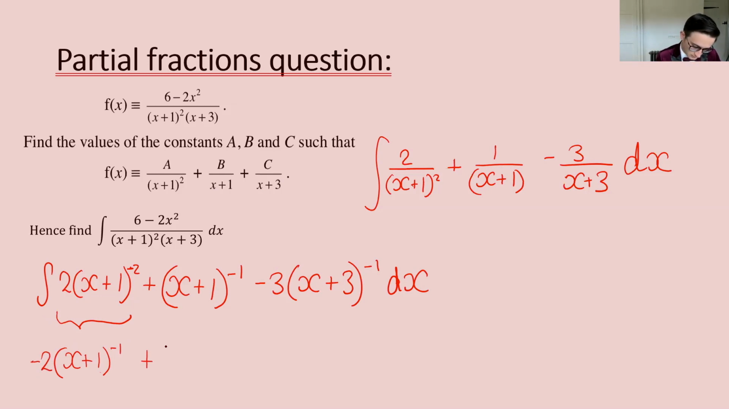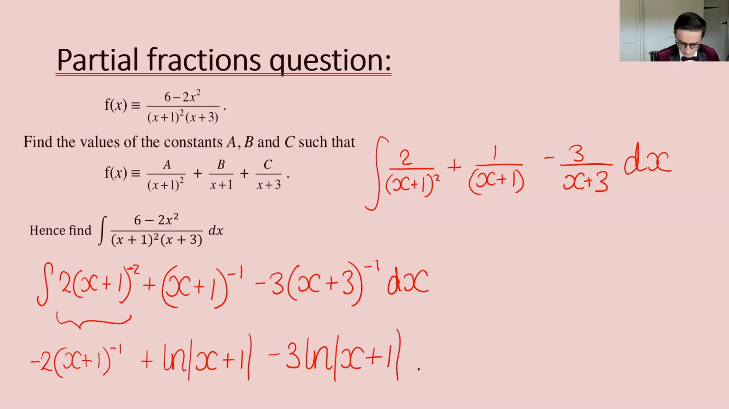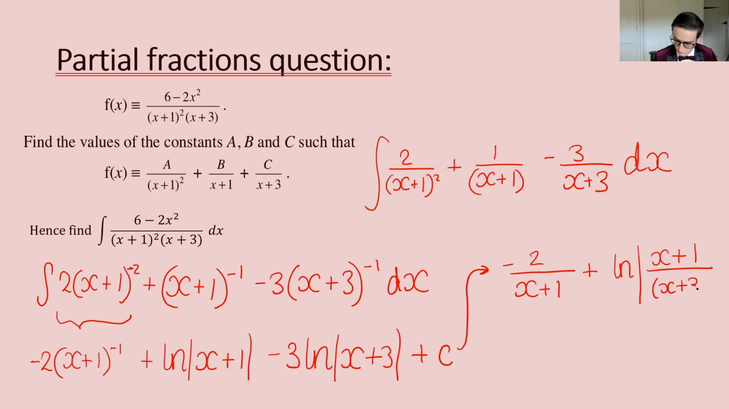This one is going to be the natural log of x plus 1. We should hopefully recognise that. And then this one is going to be minus 3 lots, the natural log of x plus 1, and then plus c. So this is it integrated. We can tidy this up using log rules. Okay, and there we go.